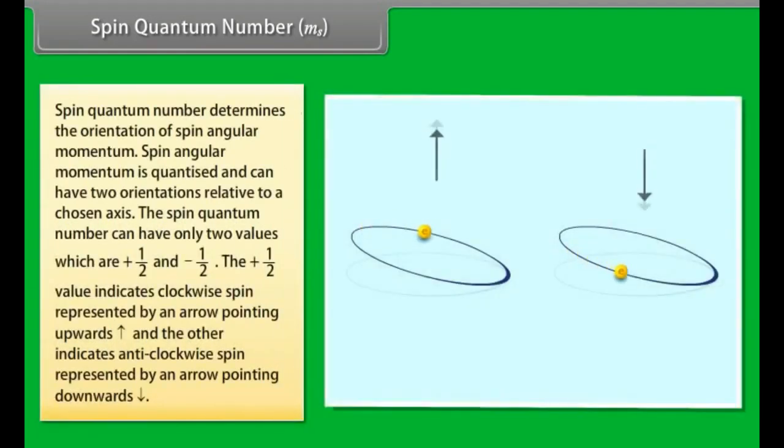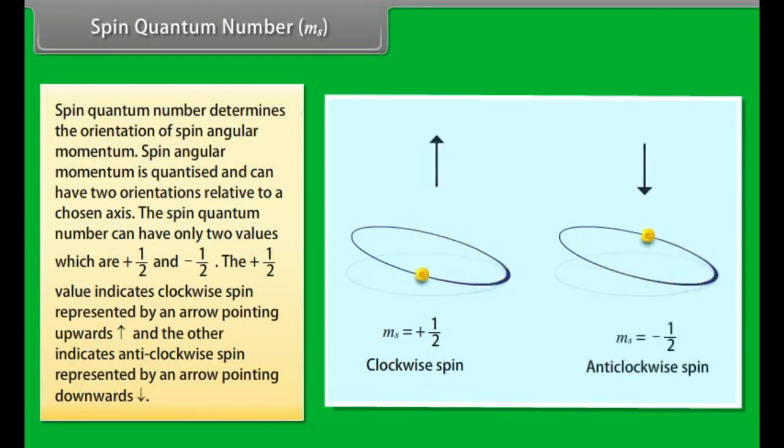Spin quantum number, Ms. Spin quantum number determines the orientation of spin angular momentum. Spin angular momentum is quantized and can have two orientations relative to a chosen axis. This spin quantum number can have only two values, plus half and minus half. The plus half value indicates clockwise spin, represented by an arrow pointing upwards, and the other indicates anti-clockwise spin, represented by an arrow pointing down.